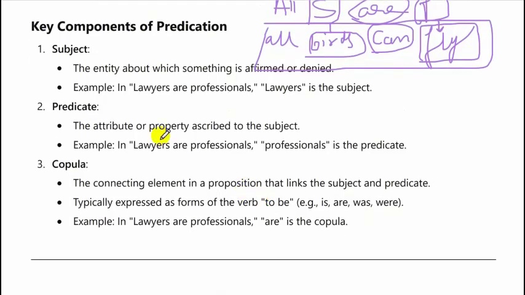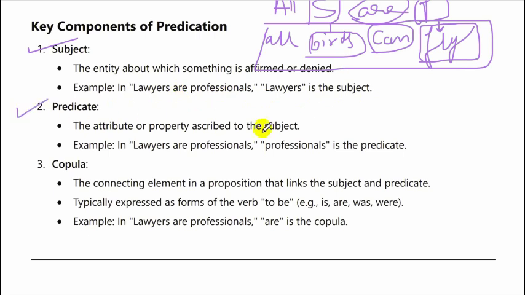Alright, now let's move on to the key components of predication. It's not prediction, it is predication. Subject, the entity. Now you are defining what a subject is. Subject is basically an entity about which something is affirmed or denied. So in this example, lawyers are professionals. Lawyer is the subject, professionals are the predicate, and are is the copula.